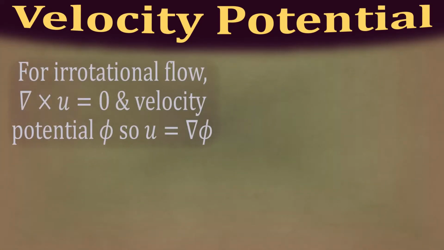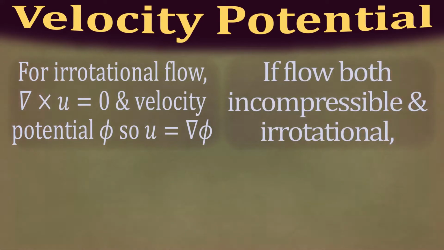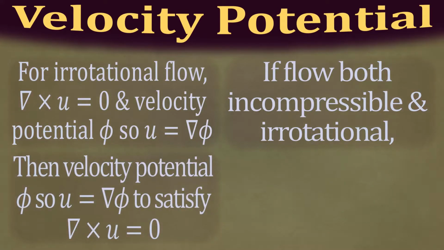Now, let's move on to discussing the velocity potential. For an irrotational flow, the curl of u equals 0, and we define a velocity potential phi so that u is equal to grad phi. If a flow is both incompressible and irrotational, then we can define a velocity potential phi so that u is equal to grad phi to satisfy that the curl of u is equal to the zero vector. Then, the Laplacian of phi is equal to 0.